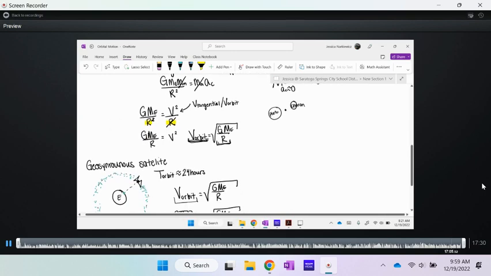Then using that orbital speed equation, we can find the period of orbit, or the time it takes to go around. This is really important with geosynchronous satellites, which we need to have a specific orbit of about 24 hours. And that is the end of orbital motion.